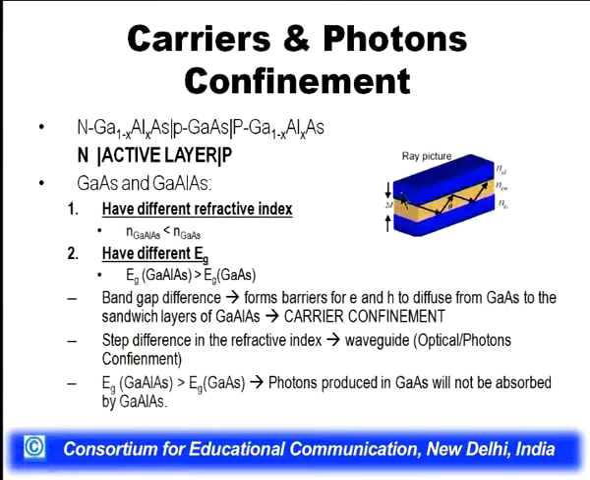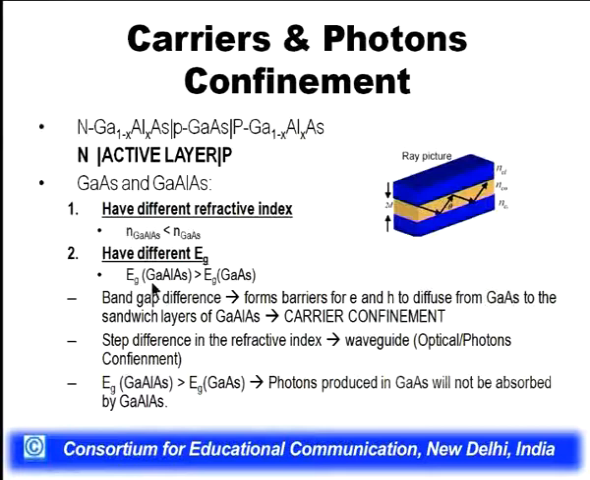For the carrier and photon confinement, here we see in this diagram the ray picture of the laser. The thickness of this active medium is 2D. Here we are seeing how it is moving from N to P. Here we have the different active layers in between the N and P type semiconductors. Then we have gallium arsenide and aluminum gallium arsenide. They have different refractive indices, meaning the refractive index of gallium aluminum arsenide is less as compared to the refractive index of gallium arsenide. That's why we are getting a good laser output.